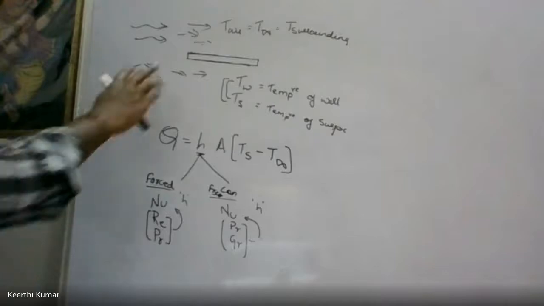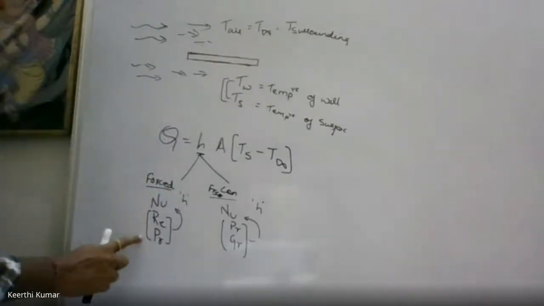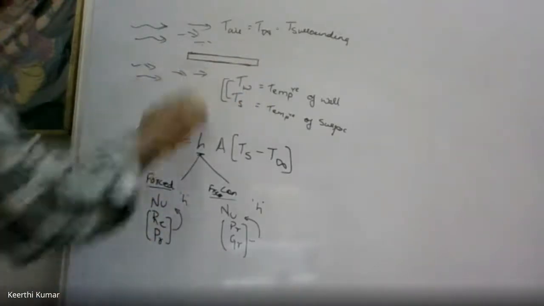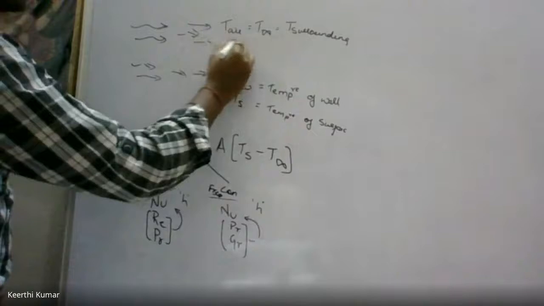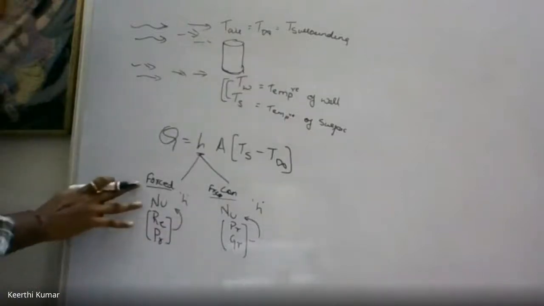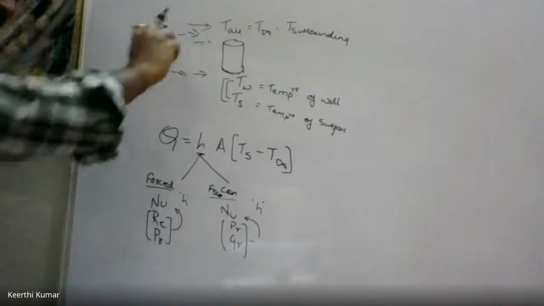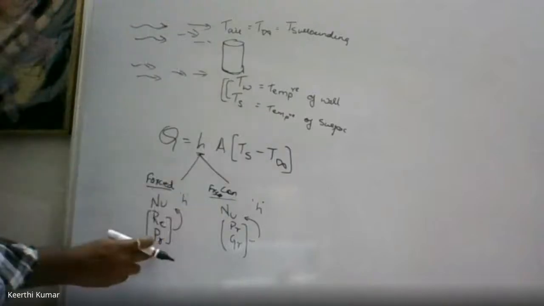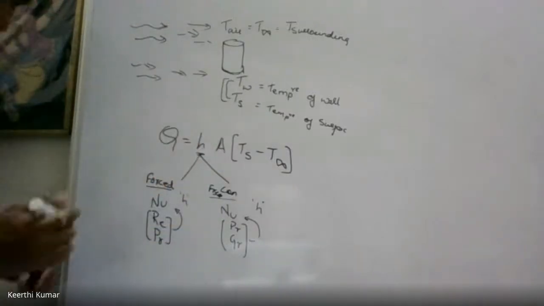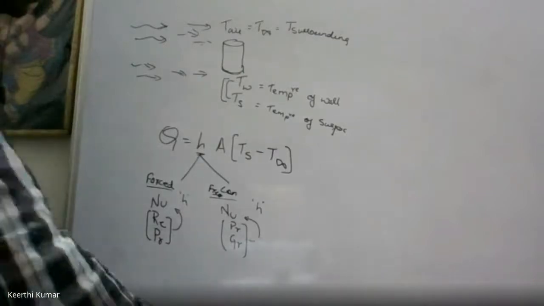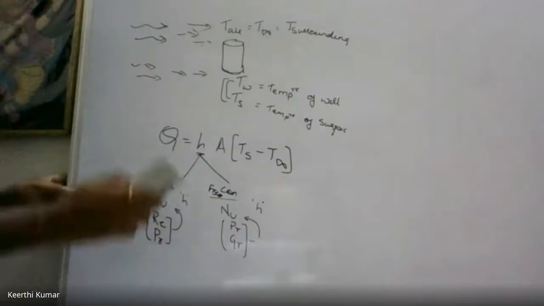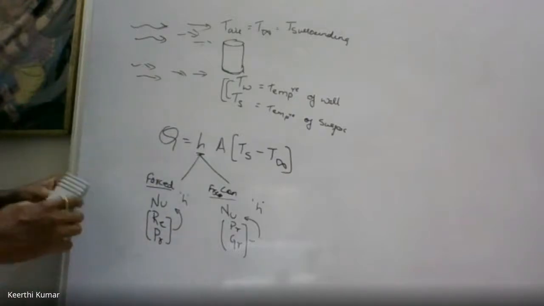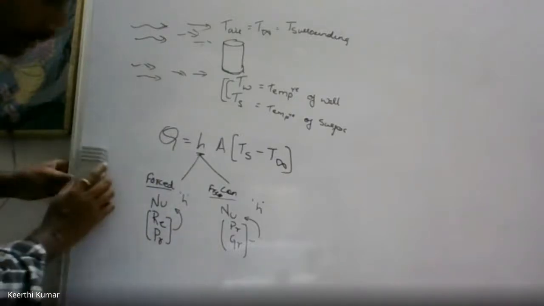For example, if air is blowing over a plate, the formula for these three will be something. If instead of a plate, I keep a cylinder here, the procedure is the same, but the formula for these three will be different. You should know which configuration is given, what formula you are supposed to use, and where to substitute. That's all in this chapter. So this is how we are going to solve the problem in forced and natural convection. Clear? I'll drop this.